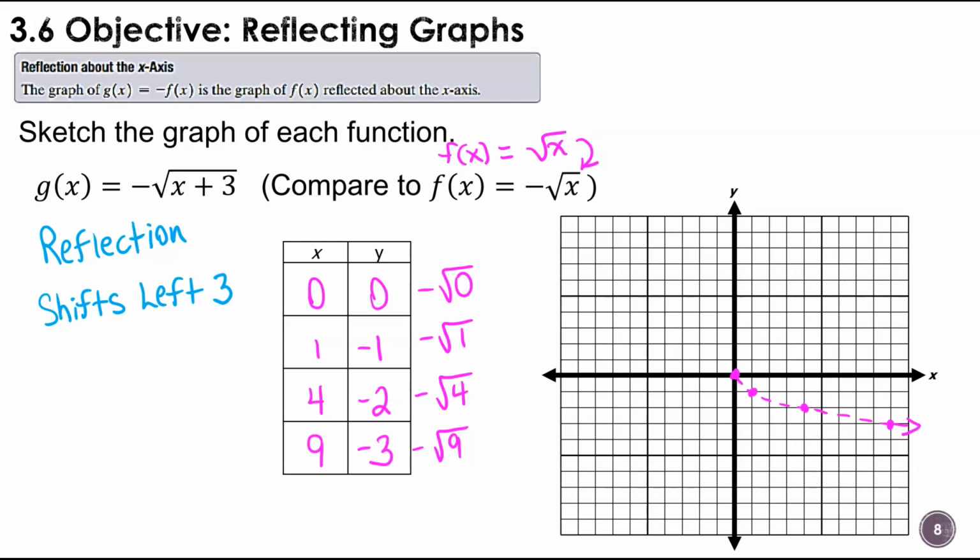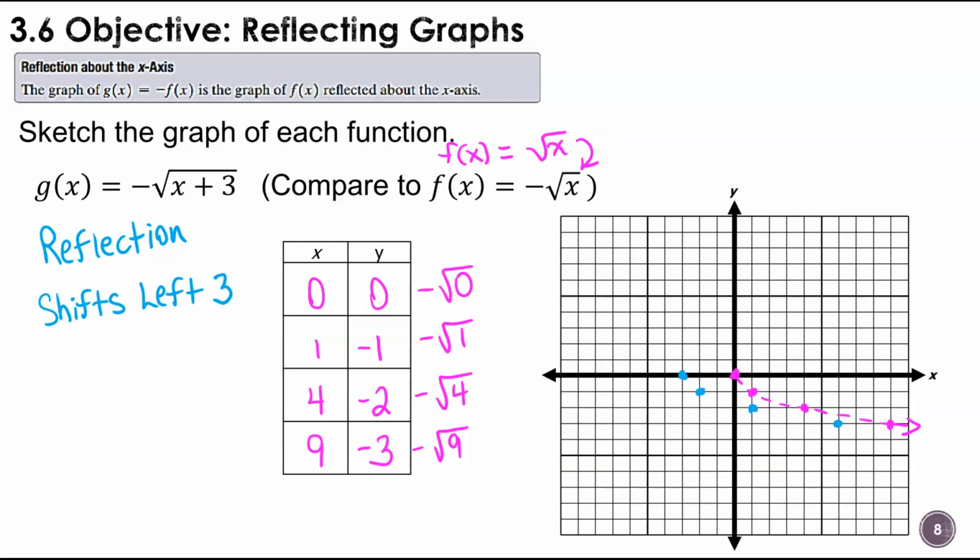And now we can go to the next one. Okay, so we've already reflected, right? It's a reflection. We did that. And now we just shift left 3. Okay, so when we do the shifting, we're going to shift 1, 2, 3 from each point. 1, 2, 3. 1, 2, 3. And the last one, 1, 2, 3.